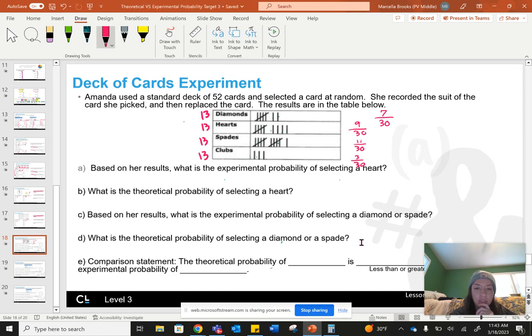Based on her results, what's the experimental probability of selecting a diamond or spade? So you're going to add together the experimental probability of diamonds and the experimental probability of spades. And then what's the theoretical probability of selecting a diamond or a spade? Again, you add together the theoretical probability of a diamond and the theoretical probability of a spade. And the last part you can just skip.